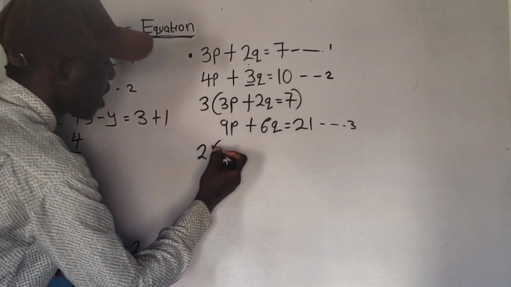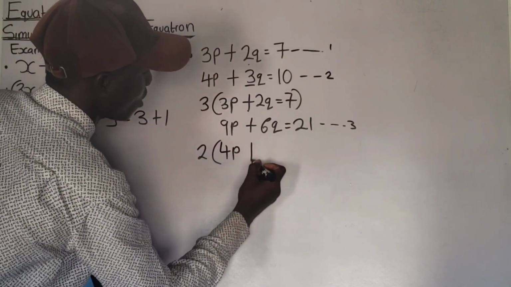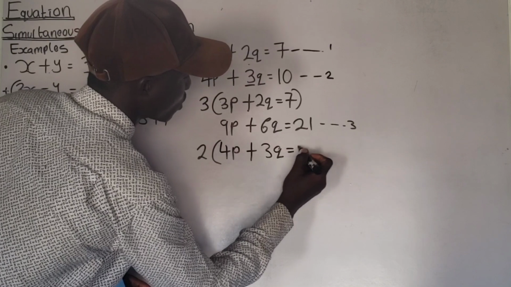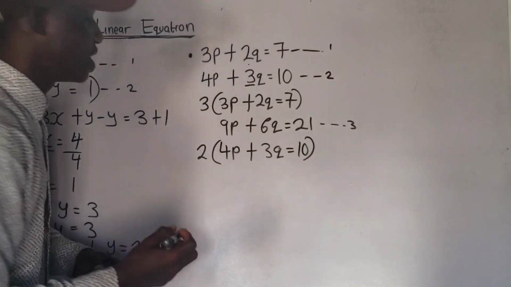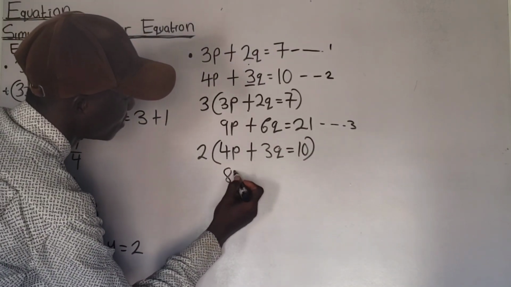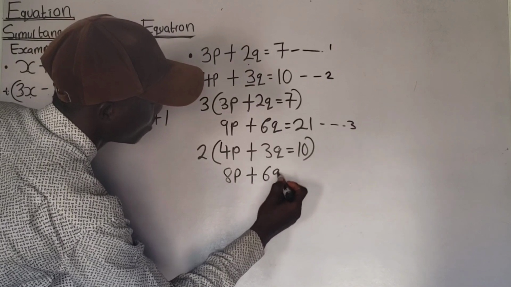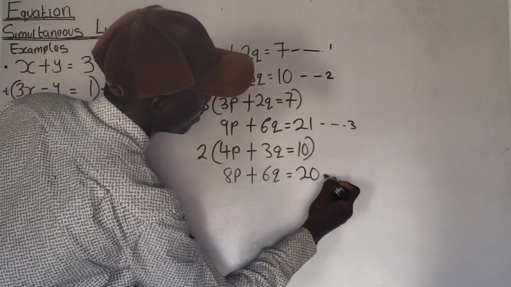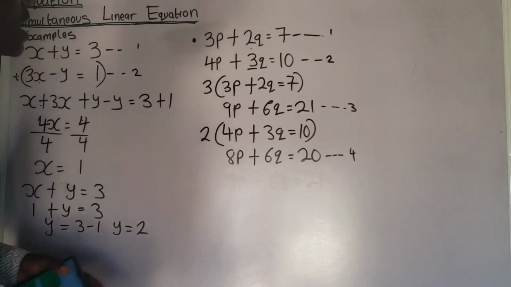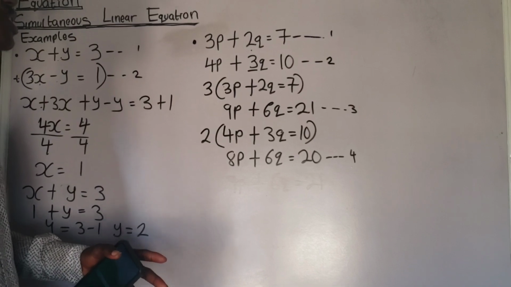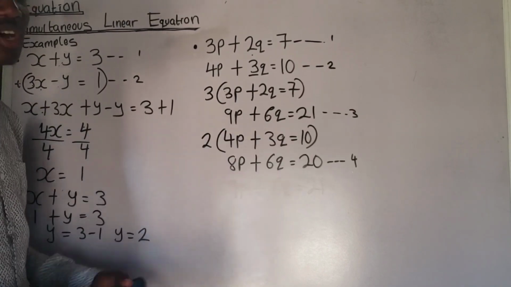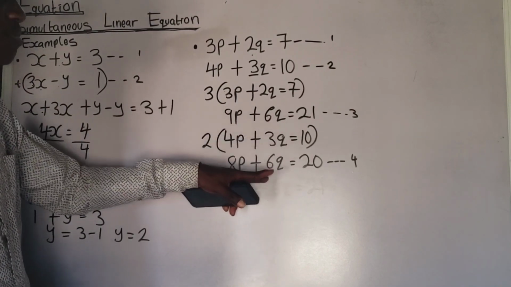You understand? Equation 2 is 4p plus 3q equals 10. So multiplying by 2, I'm going to have 8p plus 6q equals 20. Let us call this equation 4. Now you can see that the coefficient of q in equation 3 and equation 4 is now the same. That is positive 6 and positive 6.